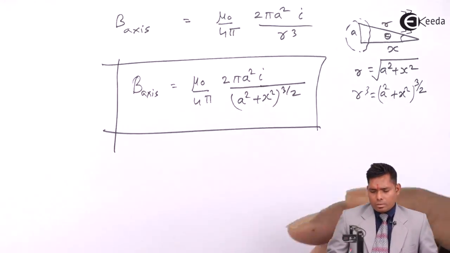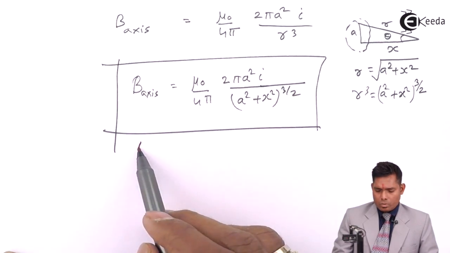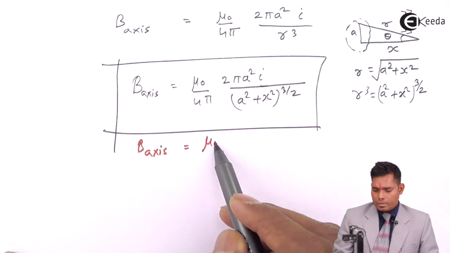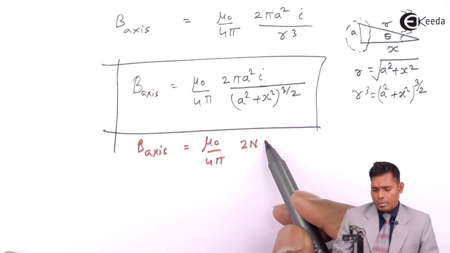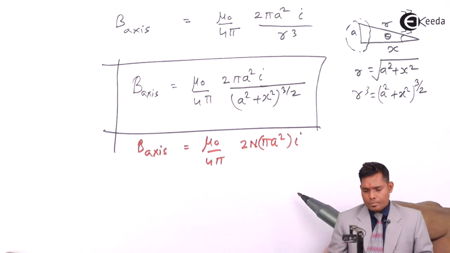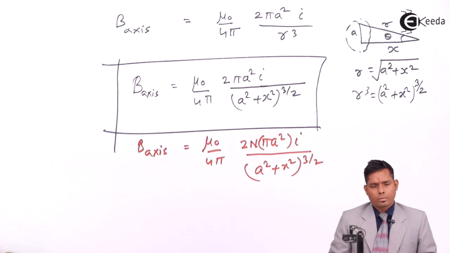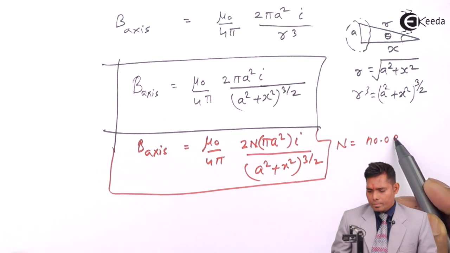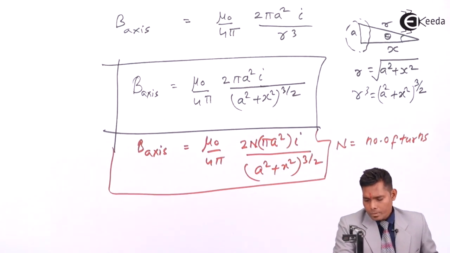Now, if the coil has n number of turns, you multiply n over here. This is for one turn of the coil. For n number of turns, it is mu 0 upon 4 pi, 2 pi n A square I divided by A square plus X square to the power 3 by 2, where n is the number of turns. This is the final expression.